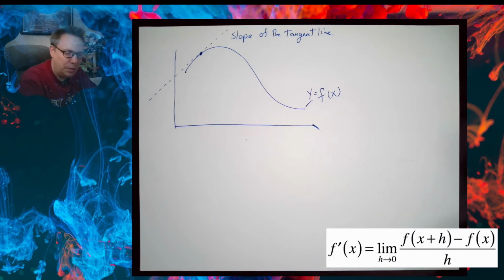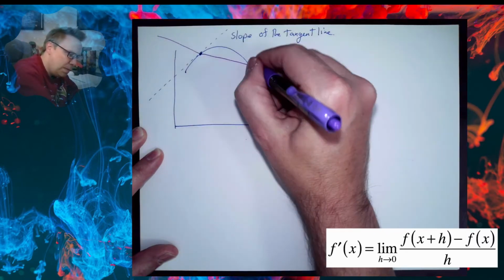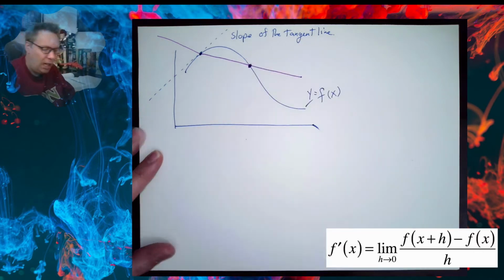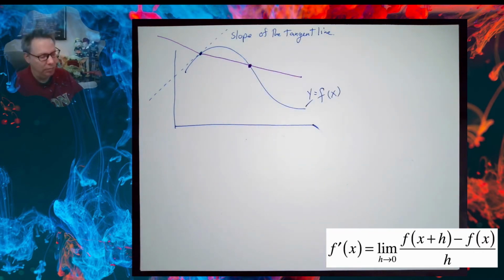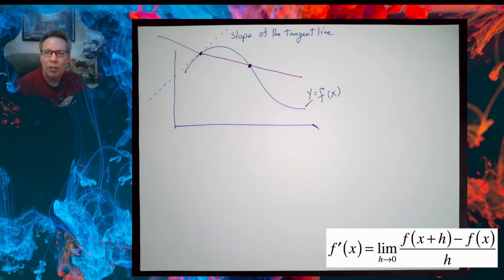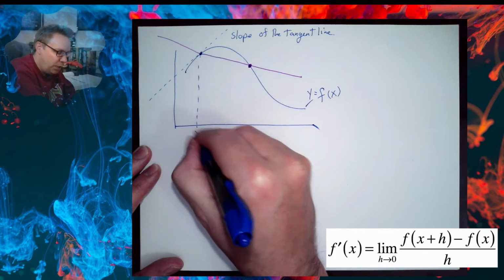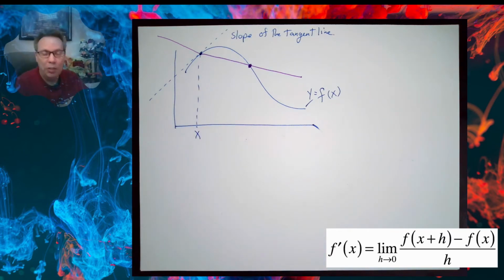Well, what I want to do is introduce another point in here, and this is going to be my helper. I am going to use these two points to compute the slope of the tangent line, or at least to give you the idea of why the formula you see is correct. I'm going to give the x-coordinate of this point a name. I'll just call it x.